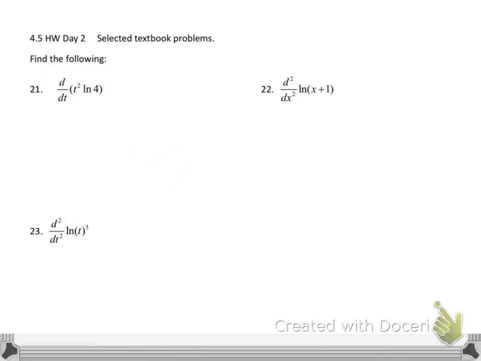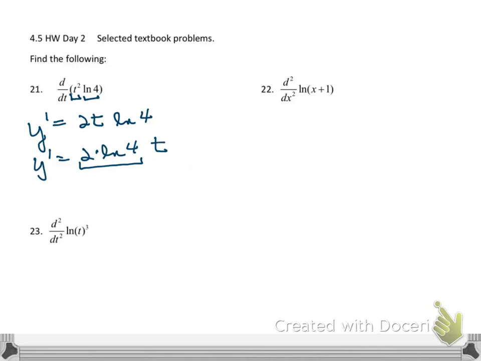So problem 21, the key is you want to recognize that you're not going to need the product rule, because this is a function but this is a number. Okay, so your derivative, and I'm just going to call it y prime, is just going to be the power rule. So I'm going to have 2t in front with the power rule, and natural log of 4 just comes along as a follow along. You may be more comfortable writing it like this, so you get the idea that this piece is just a number times t. Okay, so that's 21.